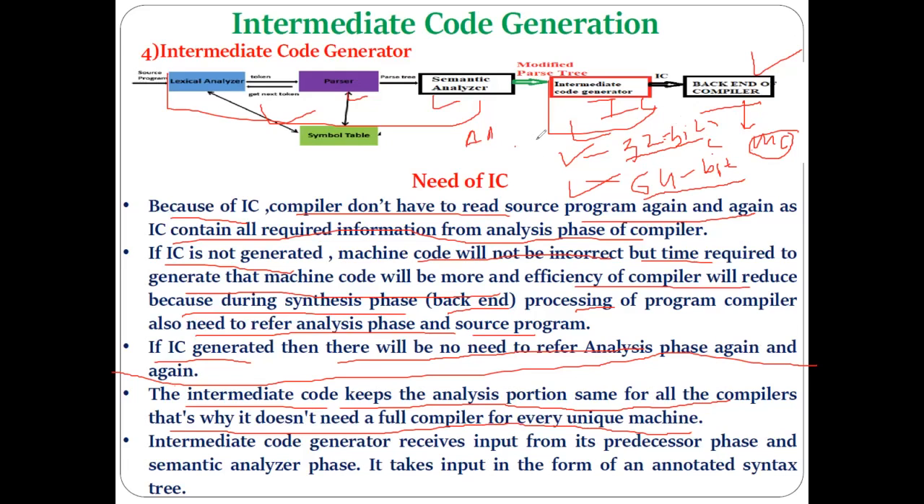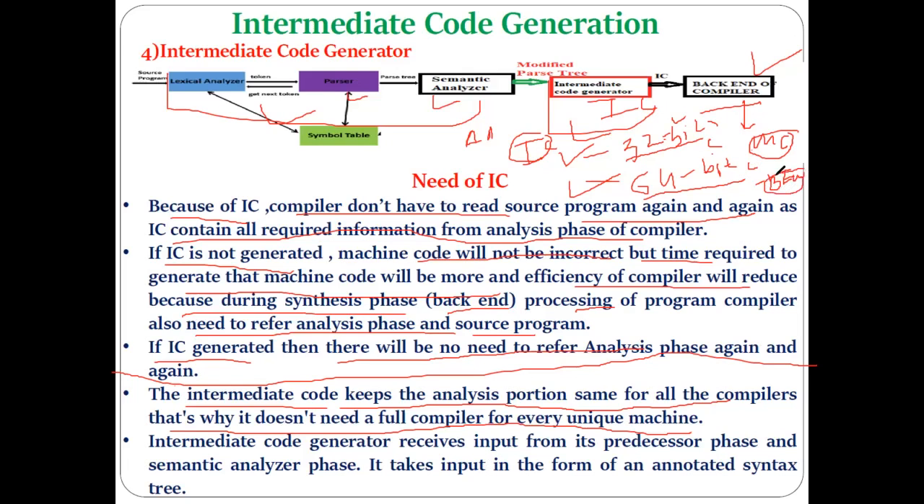But if the intermediate code is generated, then even if you go from a 32-bit machine to a 64-bit machine, there is no need to design the full compiler. Full compiler in the sense, there is no need to design the full front end and full back end of the compiler. Only what is the need? If you change the machine from 32 bit to 64 bit, then only you need to design the back end of the compiler.